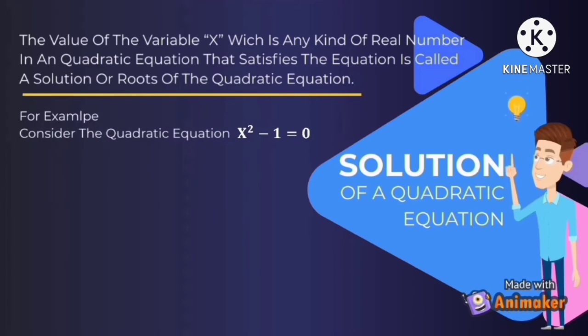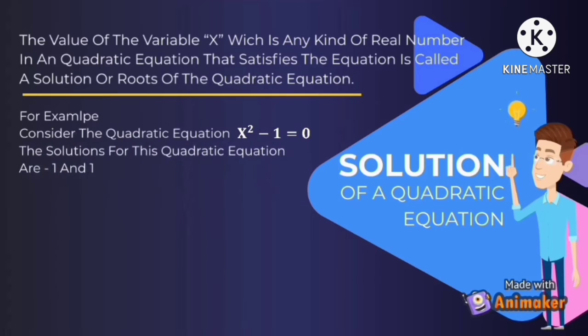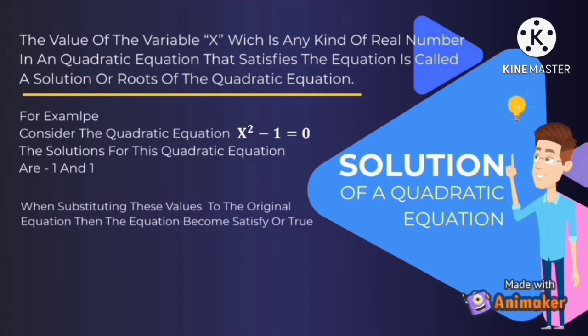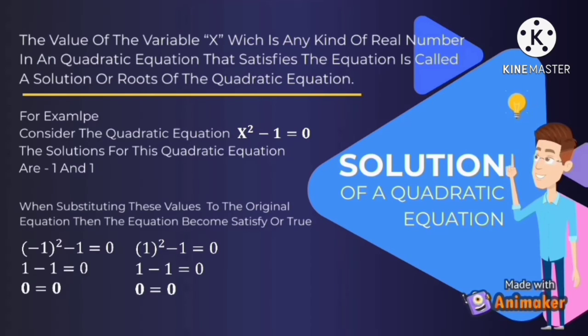For example, consider this quadratic equation: x squared minus 1 equal to 0. The solutions for this quadratic equation are negative 1 and 1. When we substitute these values into the original equation, the quadratic equation becomes satisfied or true. Here is the proof: when the values negative 1 and 1 are substituted into the equation x squared minus 1 equal to 0, the equation becomes satisfied.